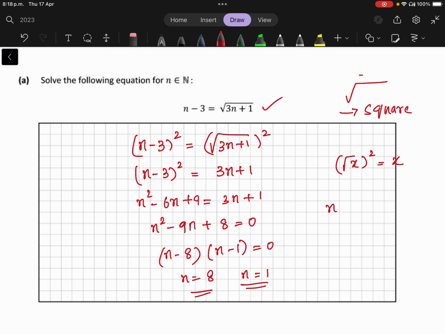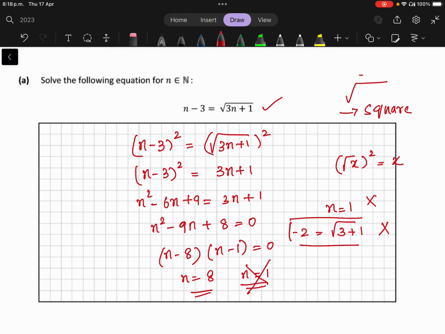But if I put n is equal to 1, this will become square root of 3 plus 1. Okay, 1 minus 3 is equal to minus 2, and minus 2 is not equal to square root of 3 plus 1. So this is not working. So this is not a solution.